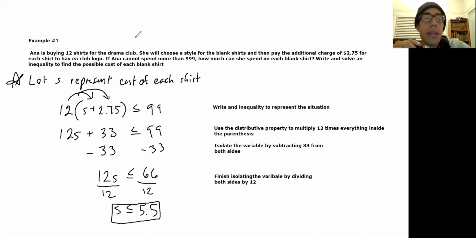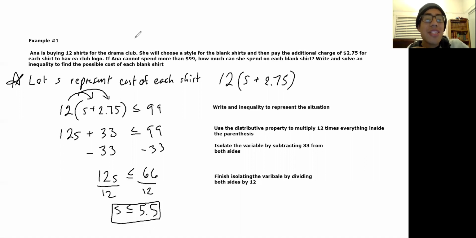Sorry about that. The important thing to remember here is what's going on. She is buying 12 shirts for sure. However, whatever the cost of the original shirt is, which is S, for every shirt she's going to have to pay $2.75 after it's done there. And then after she pays that initial cost, which is just for one shirt, she's buying 12 of them, which is why we put 12 on the outside. That way we know this will be the cost of buying 12 shirts.